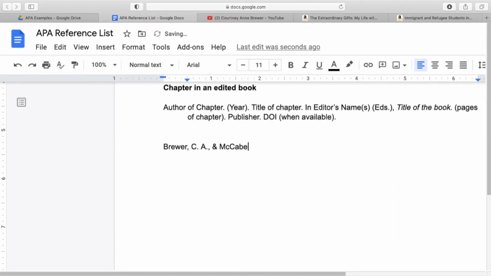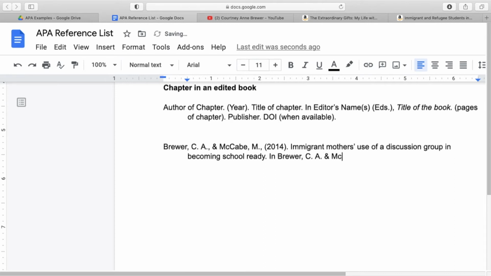We use an ampersand, and we have our year. The title is, again, not title case, it's lowercase. It does not get italicized because it's in something else that's going to be italicized. Now we're going to write that it's in Brewer CA and McCabe M's book, basically. So this is a chapter in the book. And we put editors after it, EDS, in brackets to show that they are the editors.